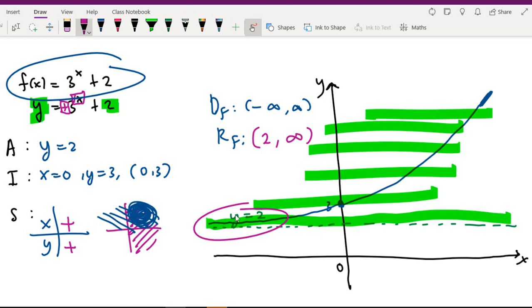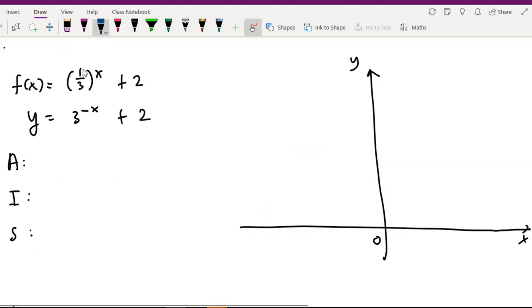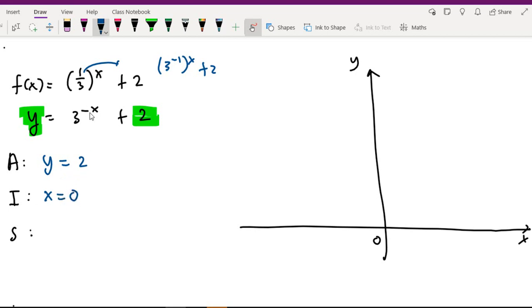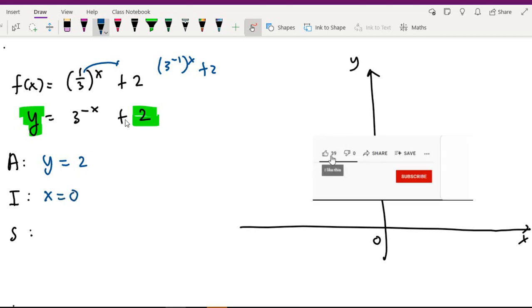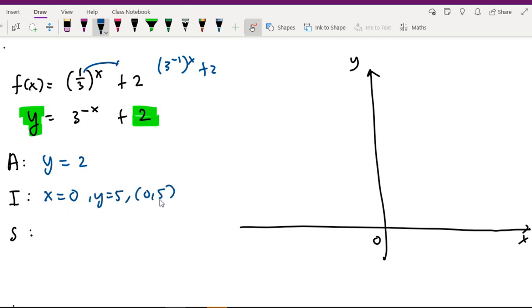For the second function, 1 over 3 to the power x plus 2, change to y equals 3 to the power negative 1 x plus 2. Then you can write it in this form: 3 power negative x plus 2. So the asymptote is y equals 2. Intercept point: when x is equal to 0, substitute 0, 3 power 0 is 1, 1 plus 2, y is equal to 3. So the point is (0, 3).